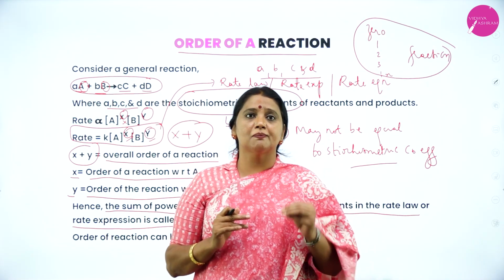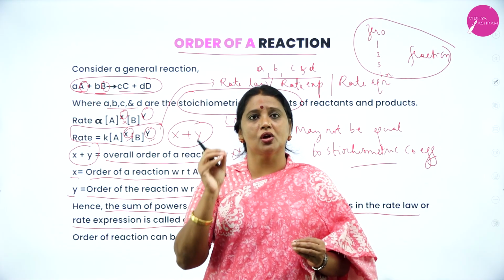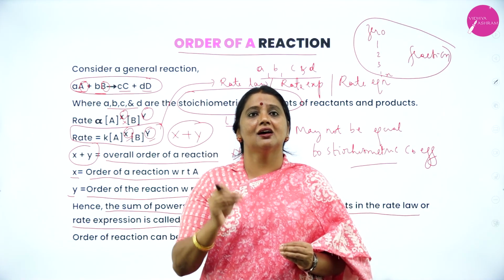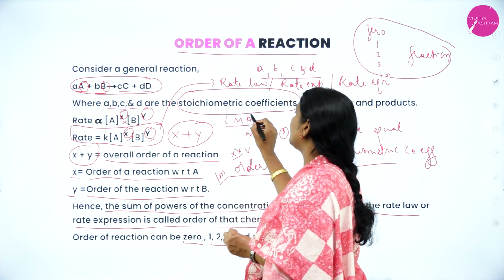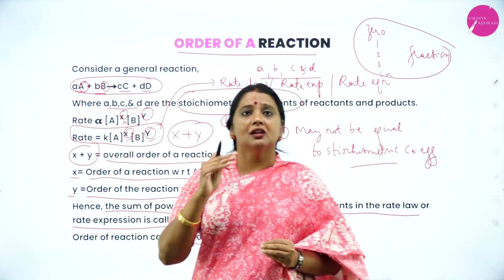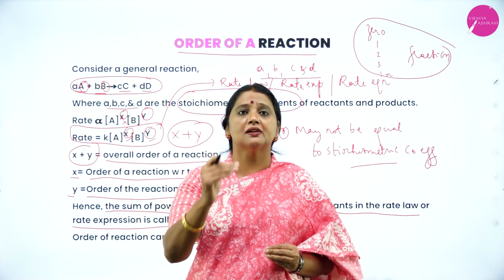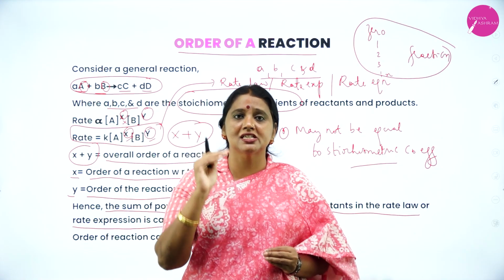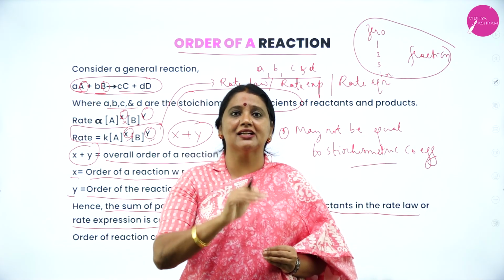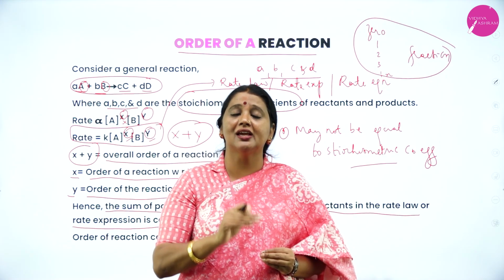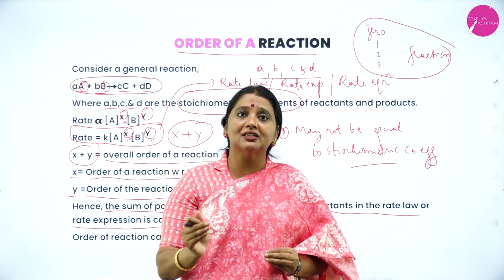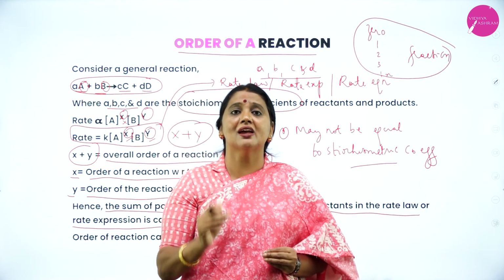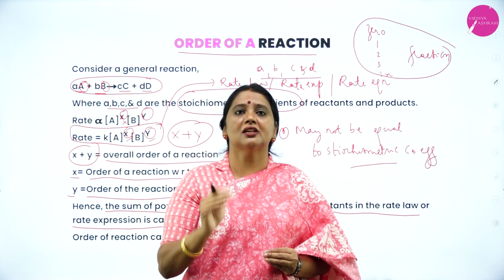Once again, I am going to repeat the order of the reaction. If you want to find out the order of the reaction, you need the rate law or rate expression. How do you write the rate law and rate expression? By applying the law of mass action. What's the statement of the law of mass action? At constant temperature, the velocity of a chemical reaction is directly proportional to the product of the active masses of the reactants, or the product of the molar concentration of the reactants raised to a power, which may or may not be equal to the stoichiometric coefficient.